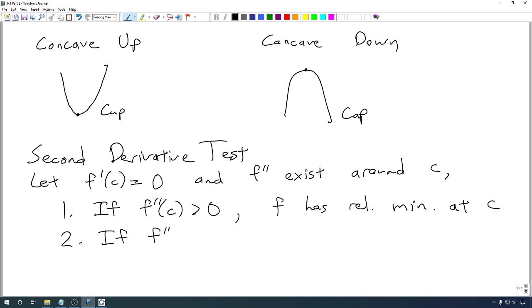If the second derivative is negative, then we're in this concave down situation where we have a cap. Now any critical point is going to have to be a relative maximum.